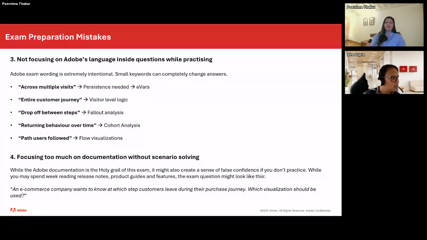So look out for Adobe's language when you're giving practice tests or when you're looking at scenario based questions. Take a moment and think about these hidden phrases that I used. Last but not the least, focusing too much on documentation without scenario solving. You can read as much as you want in the documentation. Like I said, it's the Bible, it's the Holy Grail, it's everything. But unless and until you have scenarios to practice, you can never do anything.